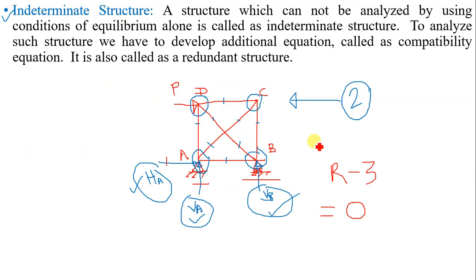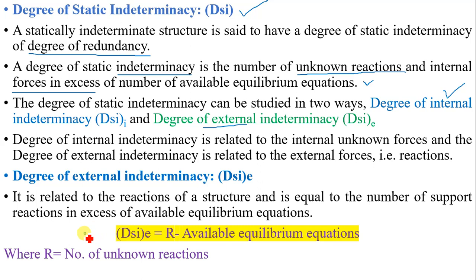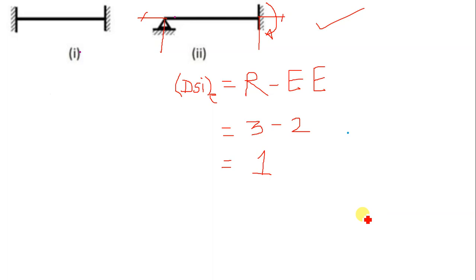So thus we can calculate the degree of static indeterminacy external for an indeterminate structure. Before analyzing a structure we have to calculate the degree of static indeterminacy, external as well as internal. The internal degree of static indeterminacy we will discuss later on. So at present this is about the degree of static indeterminacy external.